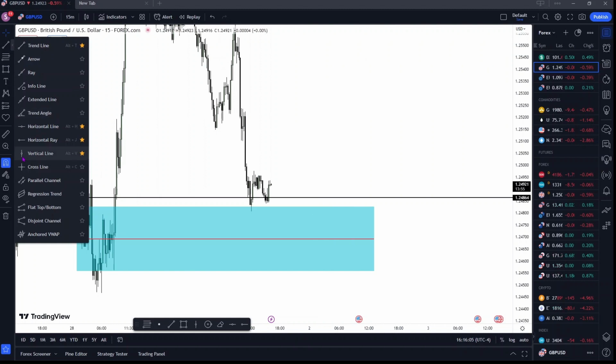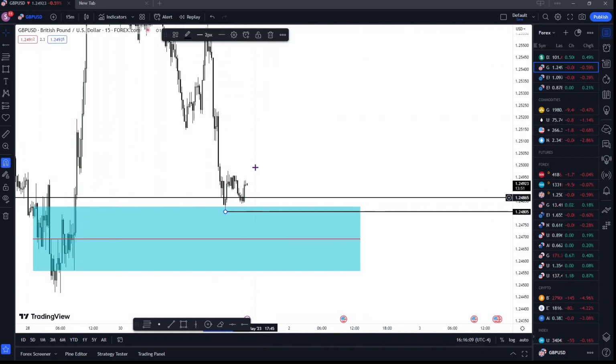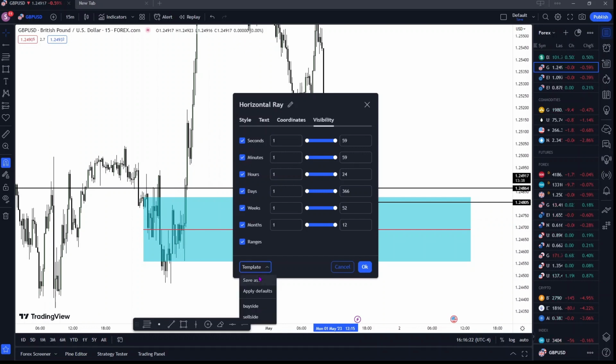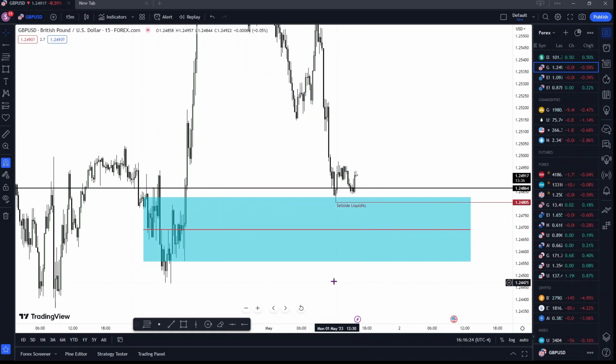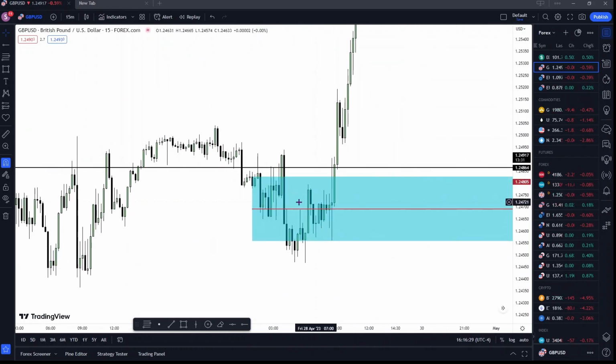So I'm going to mark that out as sell side liquidity. And this low as well, take note of the time it was made. This low was made at 12 o'clock, so right as lunch was starting for New York. So I'm going to put sell side. There we go.